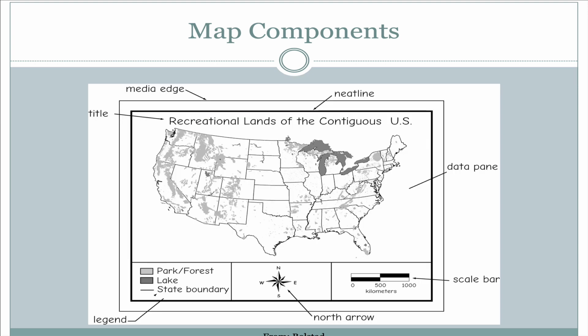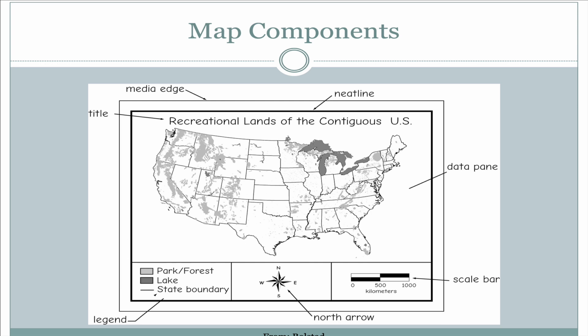These map components shown in Bolstad are very similar. He includes a couple of other things. We can see the legend, the north arrow, the scale bar, all the things that we've discussed before. But now we also kind of see a media edge. You might consider this like the edge of a piece of paper that the map is put onto.